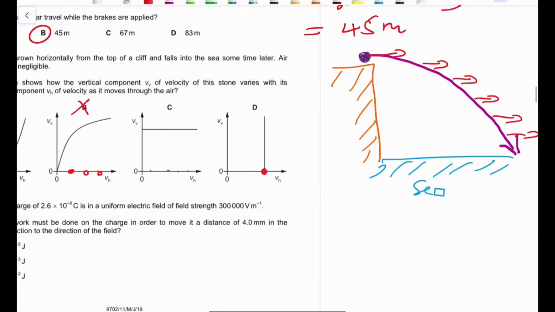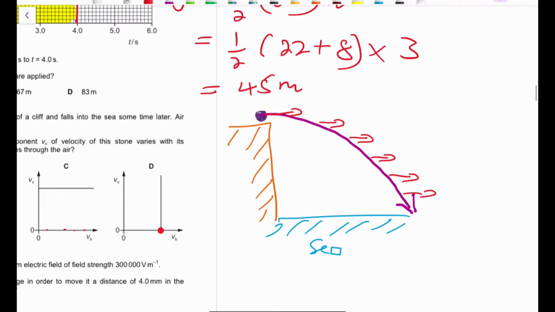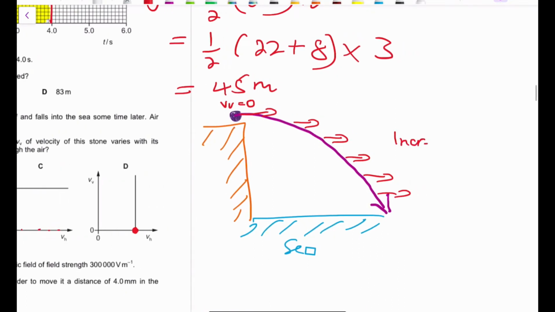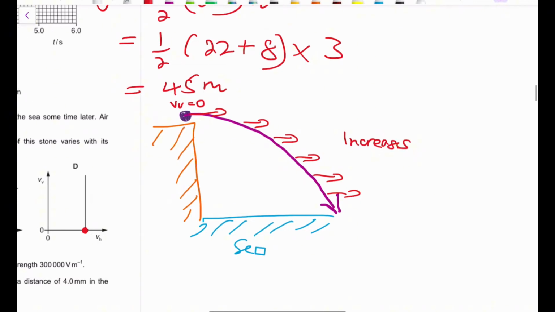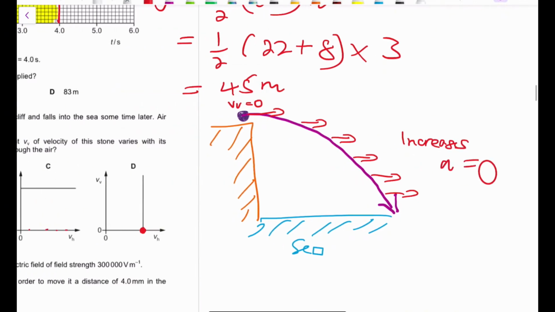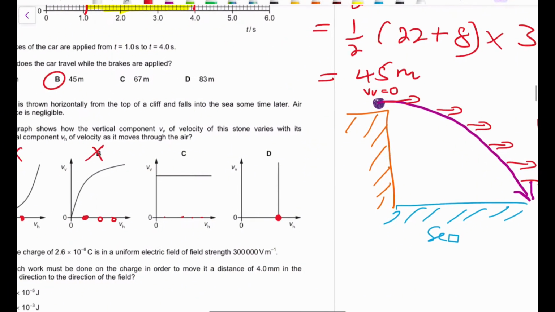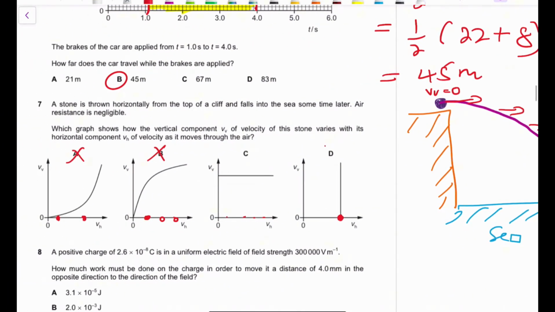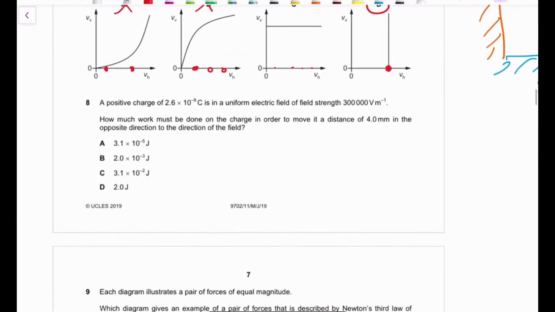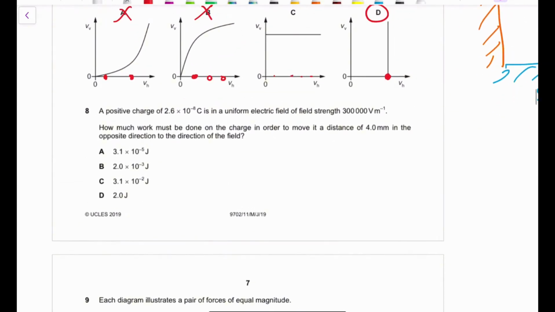But what's happening to VV, right? VV is going to be 0 here, but it's going to increase, right? It increases as you fall down. Why? Because you have an acceleration of 9.81 as you fall down. So VV is going to increase and VH is going to remain the same, and your answer is going to be D. Very important.